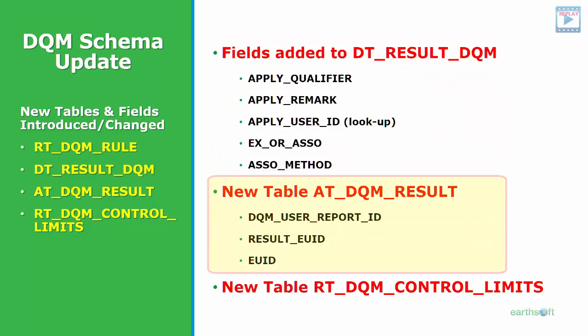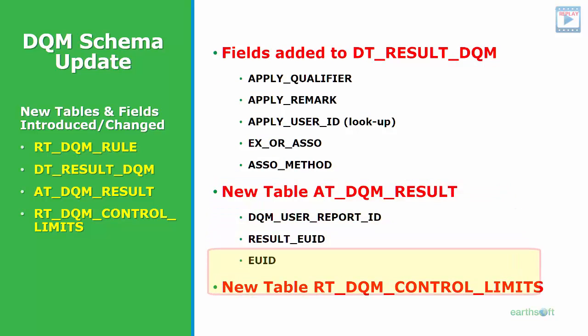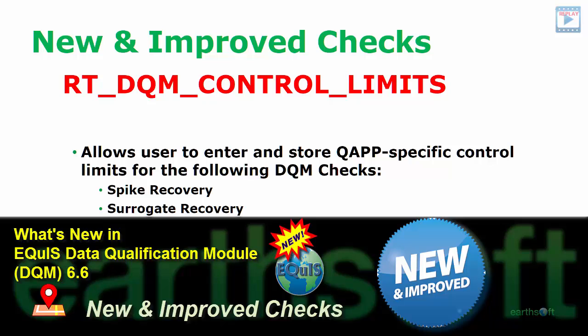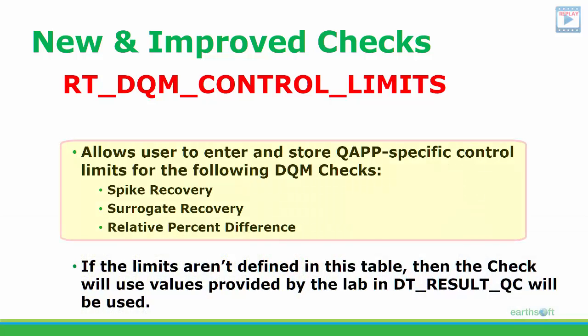We also created a couple of new tables. One of them is an associative table, which is AT DQM result, as well as a new table, which is RT DQM control limits. And the RT DQM control limits table was created essentially to allow users to manage their QAP-specific control limits in EQuiS.